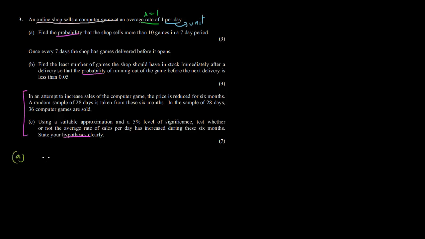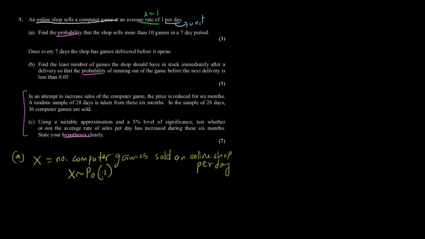So what we have to do now is, first of all, define it. The number of events. What is the event? An online shop sells a computer game. So it means number of computer games sold. The context is not complete. Sold by an online shop. It's still not complete. We have to write per day. So the definition would be Poisson distribution lambda 1.